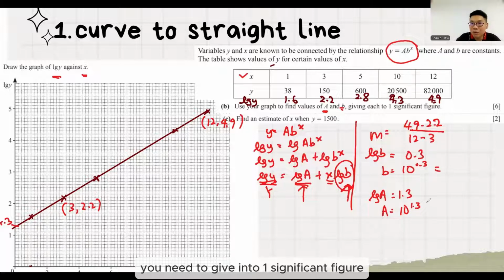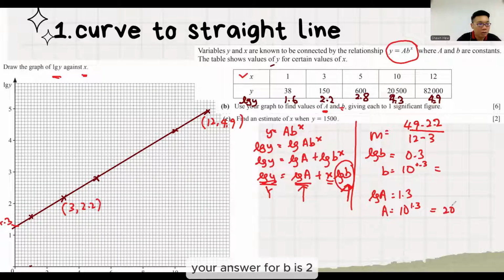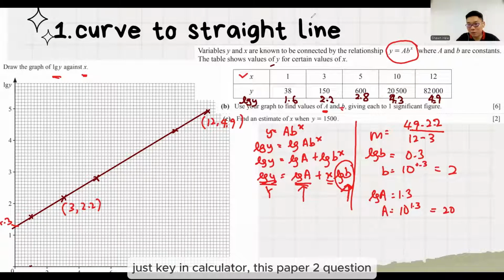Both of them you need to give to one significant figure. So make sure in the end your answer for A is 20. Your answer for B is 2. Just key it in the calculator. This is a paper 2 question.